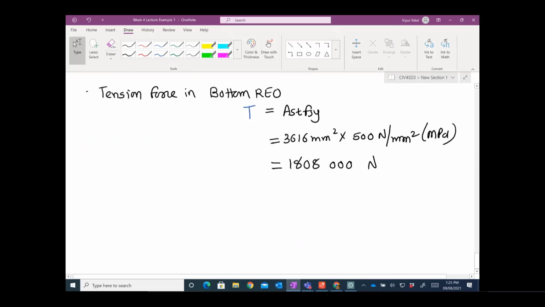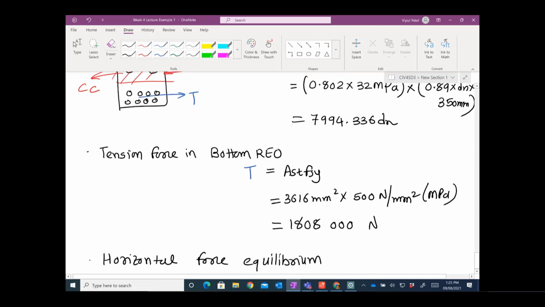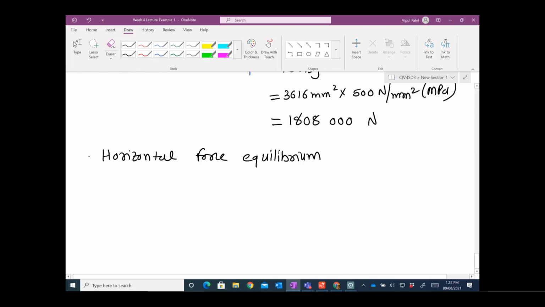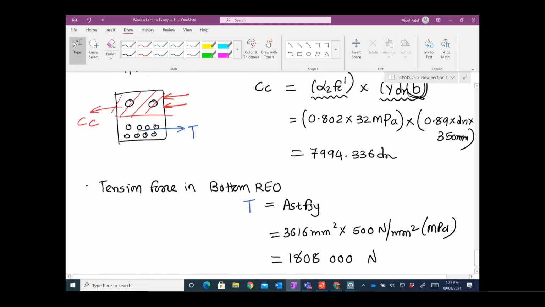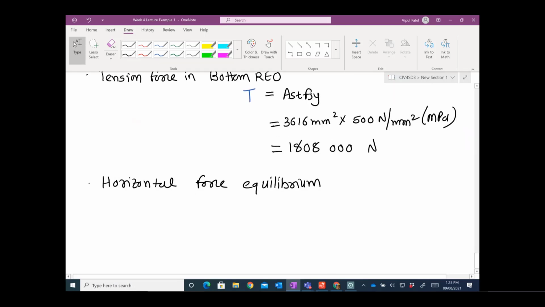So let's sum up the forces in the x direction. Let's say horizontal force equilibrium, right? Because this beam should be in equilibrium. All these forces, compression force and tension force, should be in equilibrium, meaning that all summed up they will give you zero. So let's say this is tension force, positive.